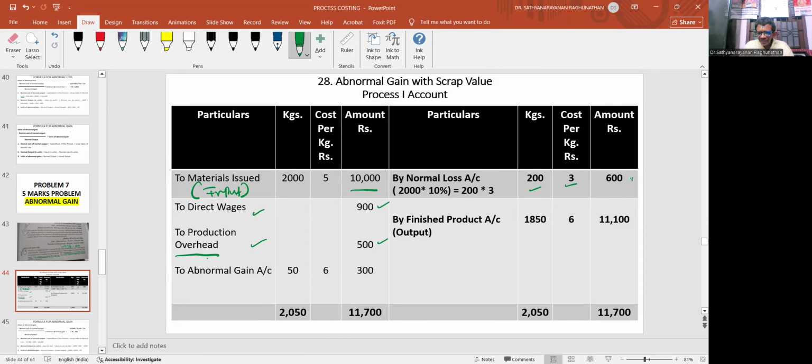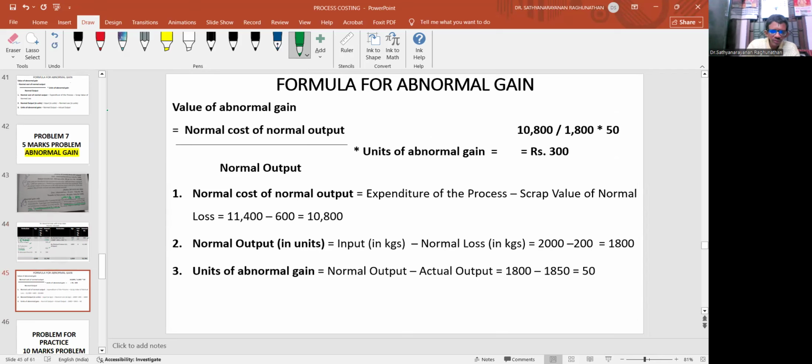200 into 3, 600. Okay, fine. Now we can check. We cannot complete this problem at a stretch. We have to go for the working notes. Now, the formula for abnormal gain, as you know very well, is normal cost of normal output divided by normal output, into abnormal gain units.